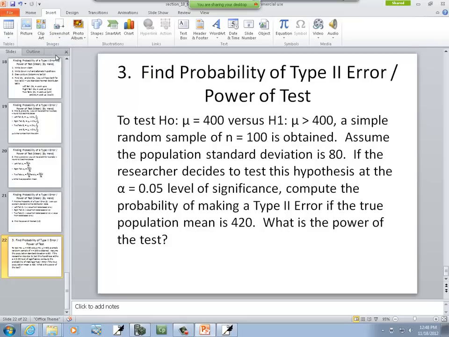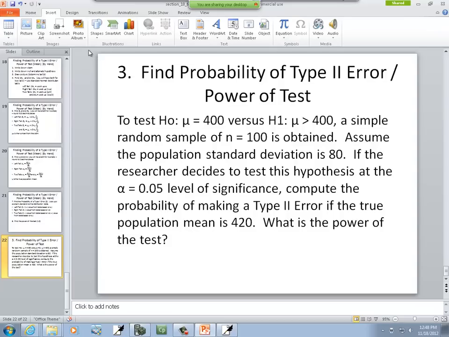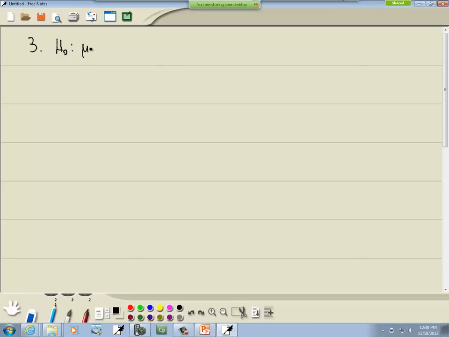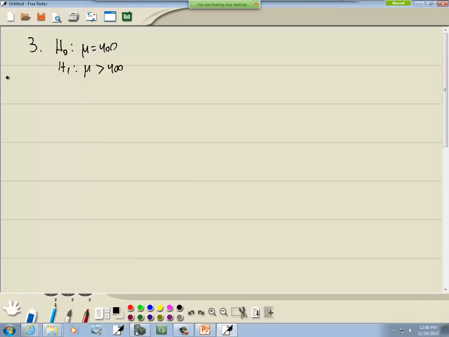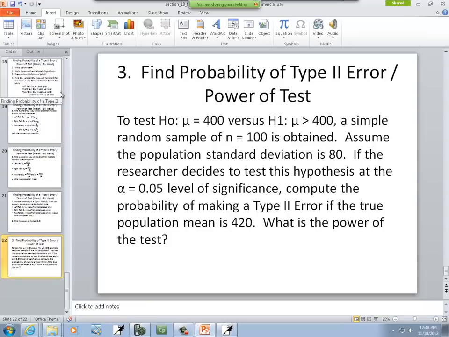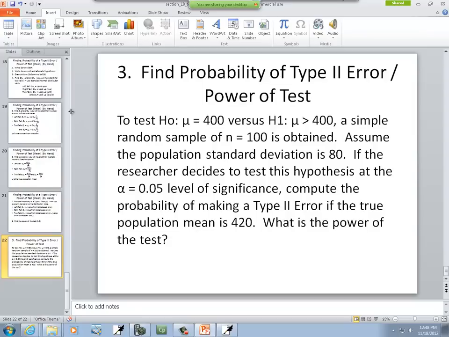Okay, it says test H naught, mu equals 400 versus mu is greater than 400. A simple random sample of n equals 100 is obtained. Assume the population standard deviation is 80. So sigma is 80. I made these numbers up.